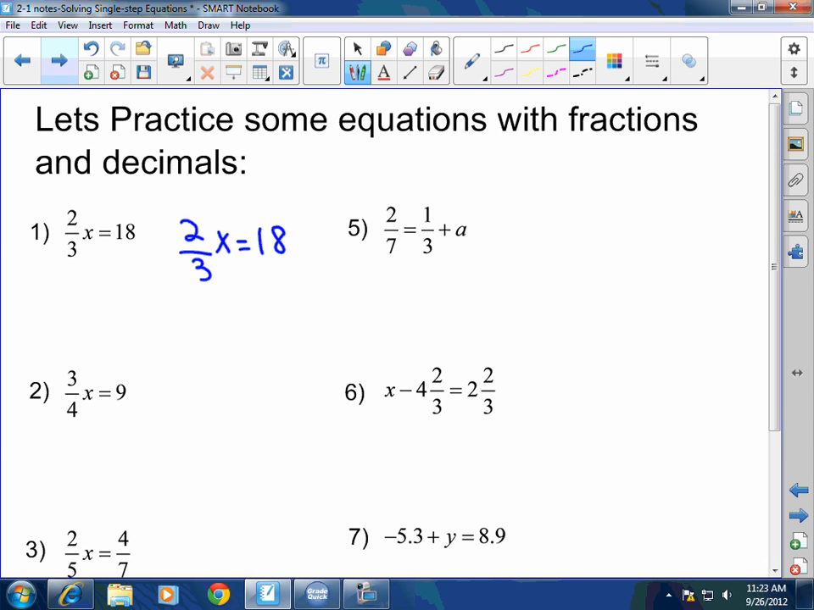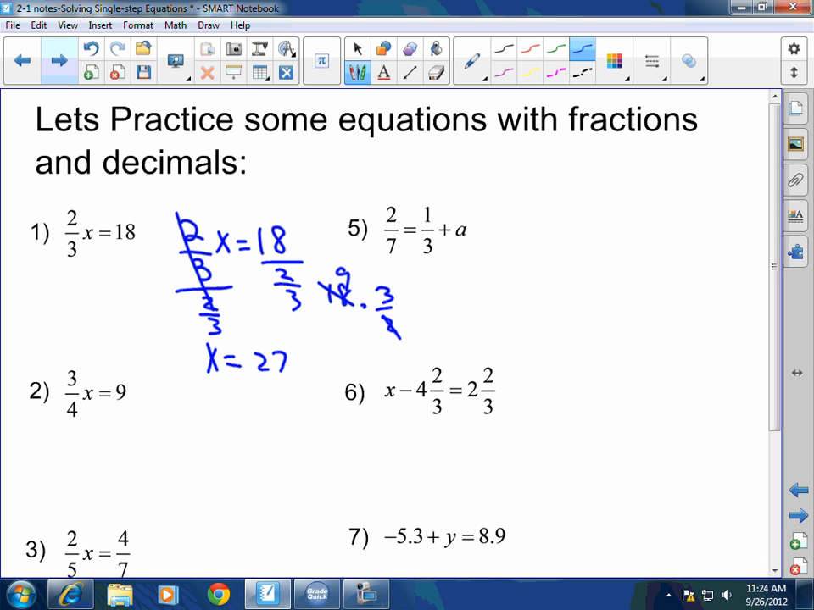Pay attention. What is the relation between the 2/3 and the x? They're being multiplied. How do you get rid of multiplication? Okay. Don't write this down for one second. Technically, this is what you're supposed to do. Divide by 2/3. Then that cancels. And then that's stay, change, flip, and then that'd be 27. That's technically what we have to do.